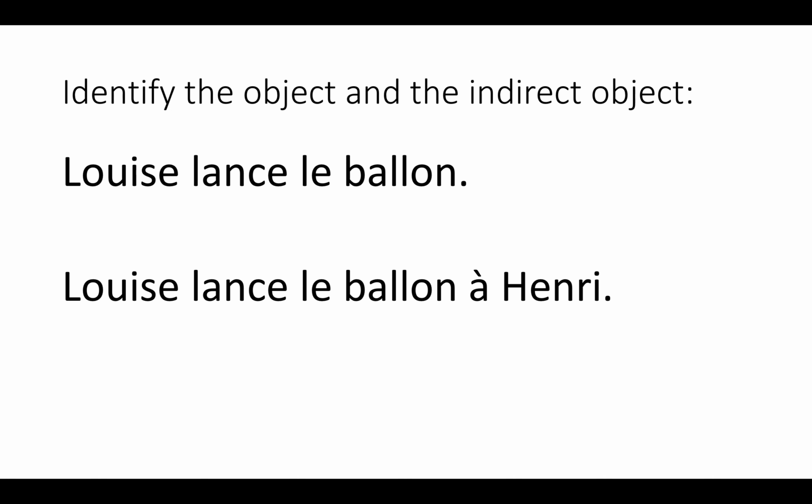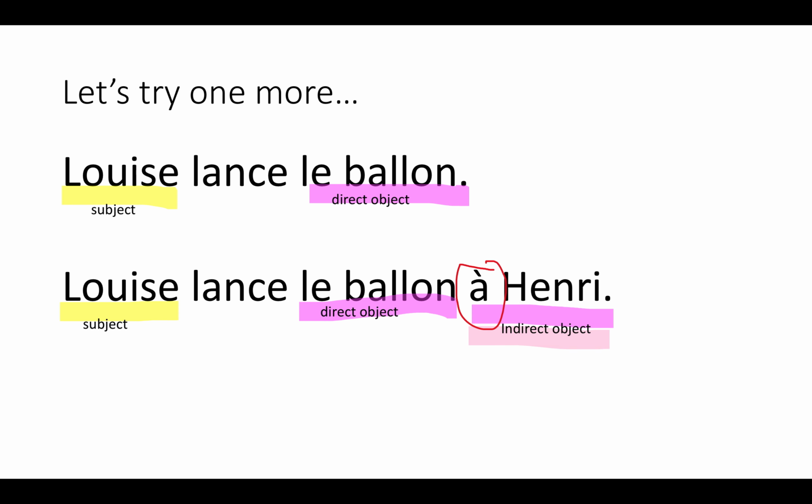So now it's your turn. I want you to identify the object and the indirect object in each sentence. So Louise is the subject, lance is the verb, and le ballon is the direct object, and Henri is the indirect object because it has à before it. So the second sentence contains both a direct object and an indirect object. Why is it an indirect object? Because it has à before it. We're saying lance à, throws to Henry.